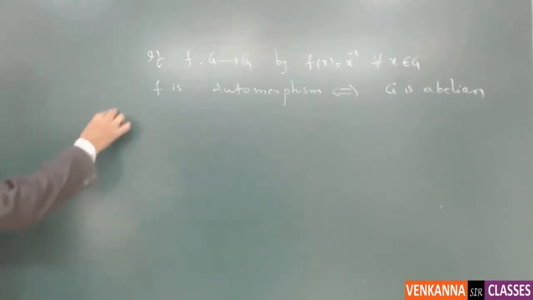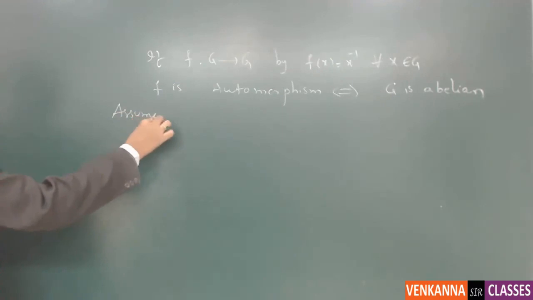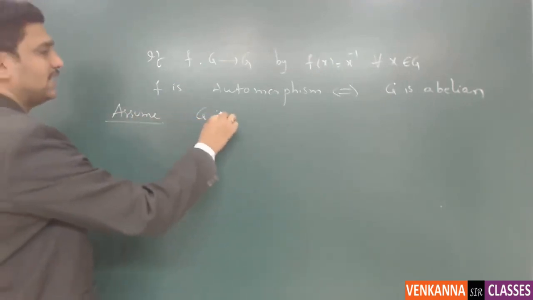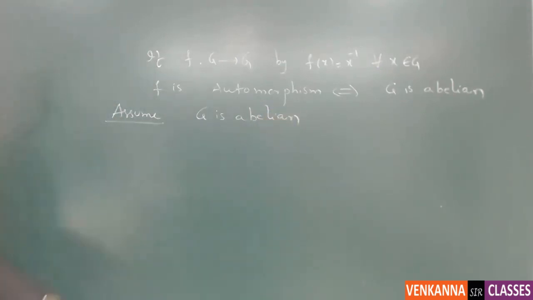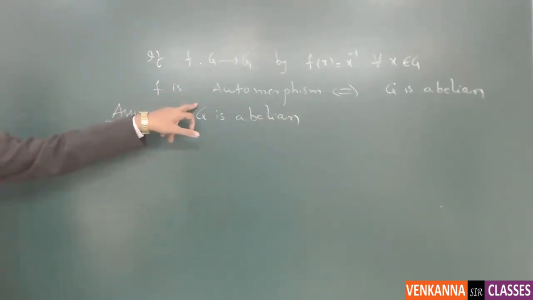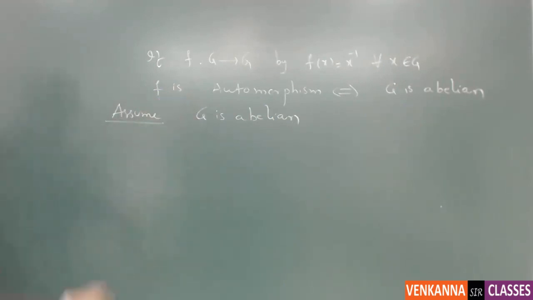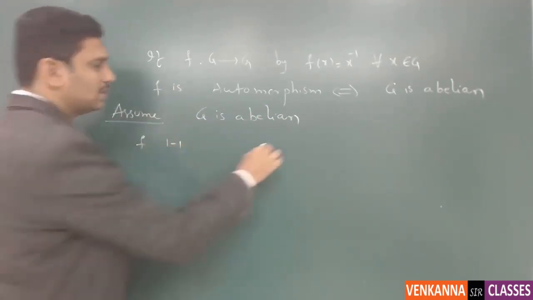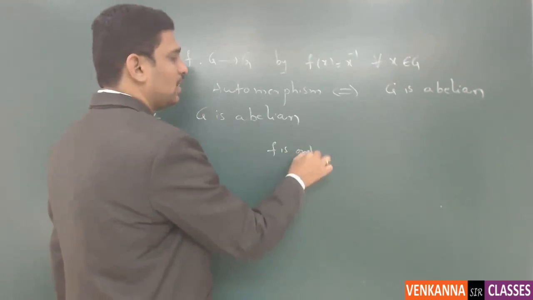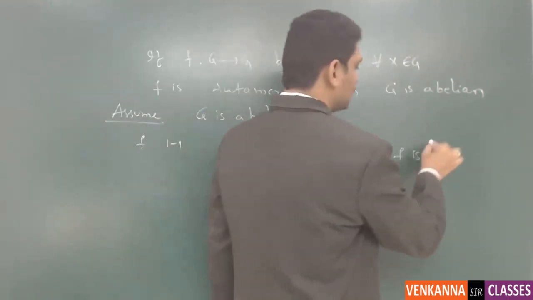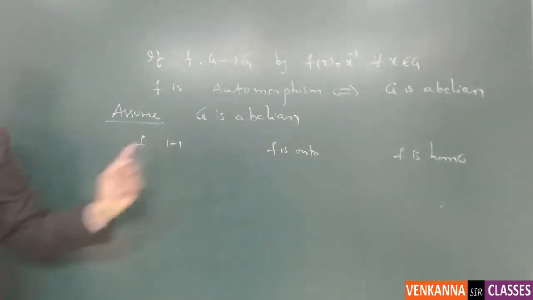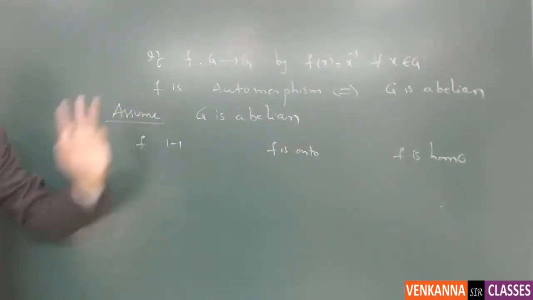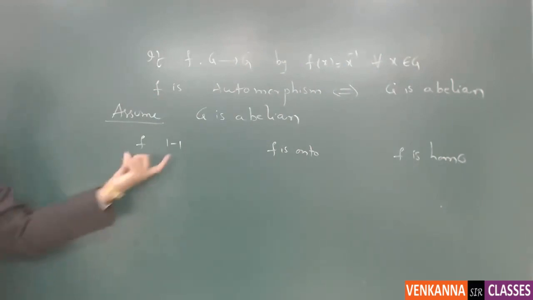So now we are assuming that G is abelian. So we have to prove that F is an automorphism. So nothing but F is 1-1, F is onto, and F is homomorphism. So these things we have to prove so that F becomes automorphism. So if you consider the first one, it is very easy.